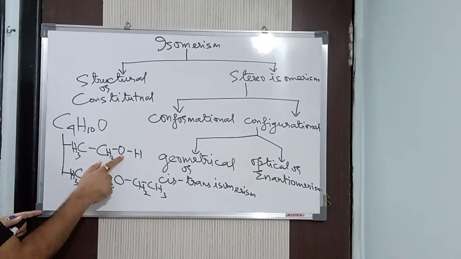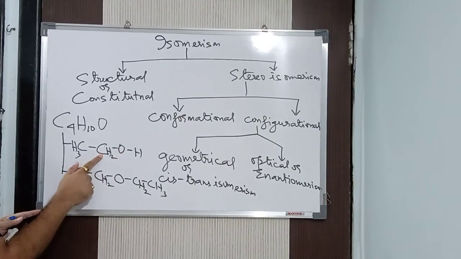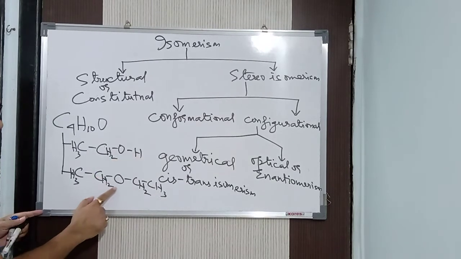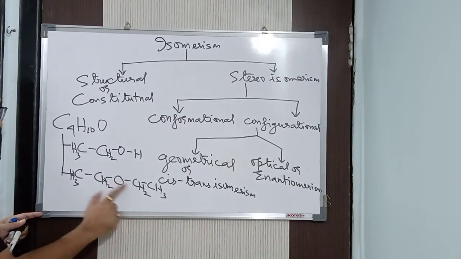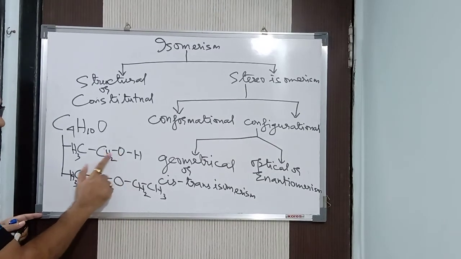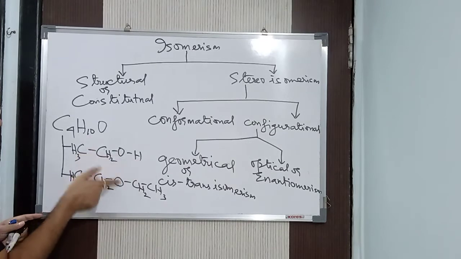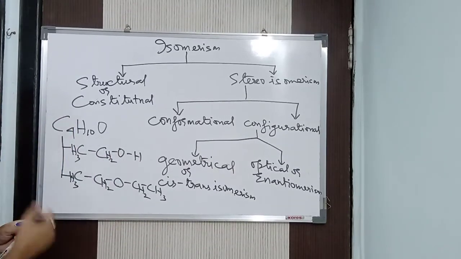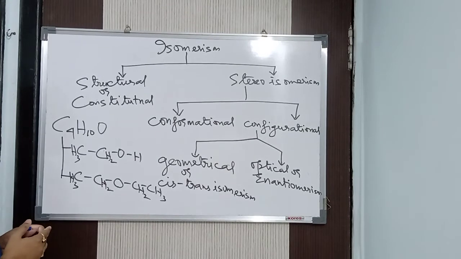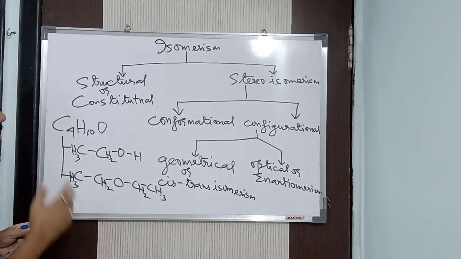Here the oxygen atom is connected with one bond to carbon and another bond to hydrogen. Here the oxygen atom is connected with both bonds to the two carbon atoms. So the connectivity is different. For that reason this is known as constitutional isomerism. The connectivity differs, and for that reason it is called so.